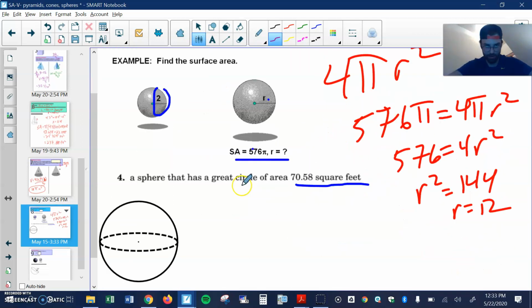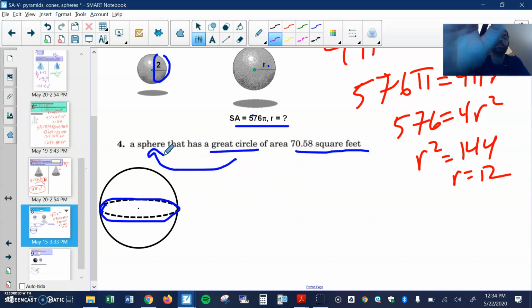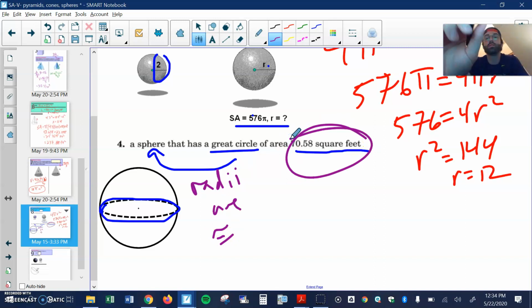That's why there's the 4 pi r squared. Well, a great circle within a sphere is the biggest circle in that sphere, meaning it's the largest one. It's the greatest one. It's the one with the biggest radius. Therefore, the radius of your great circle is equal to the radius of the sphere. So the radii are congruent. So if this is the area of the great circle, then I could use this to find my r. That was the most important part of that.